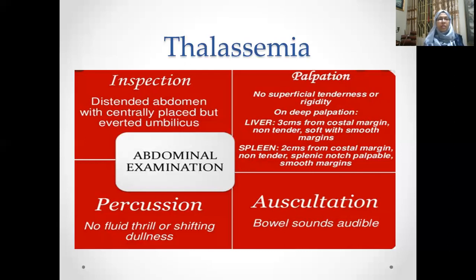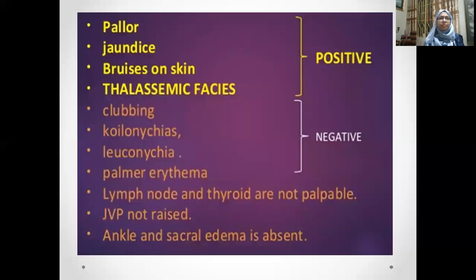On percussion, fluid thrill or shifting dullness is usually not present in thalassemia. On auscultation, bowel sounds are audible.